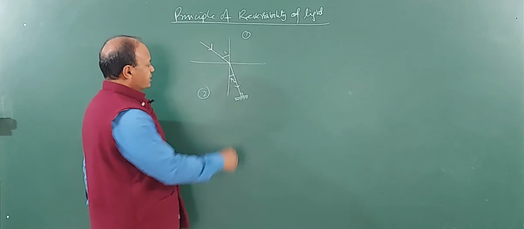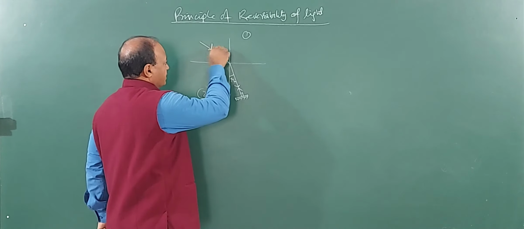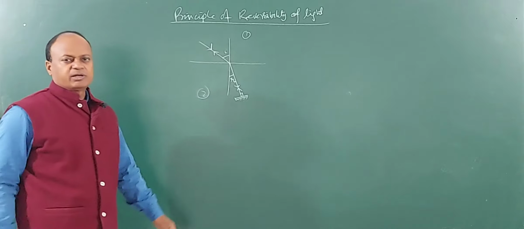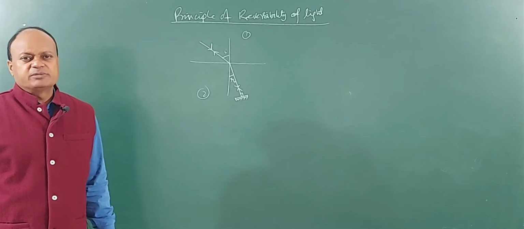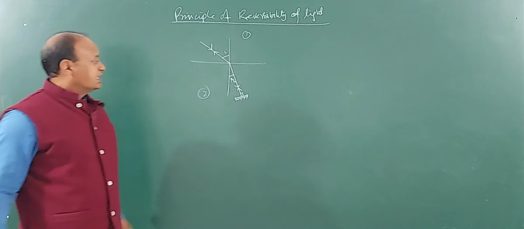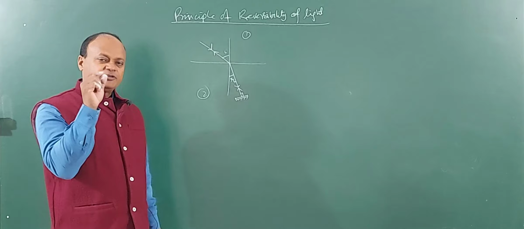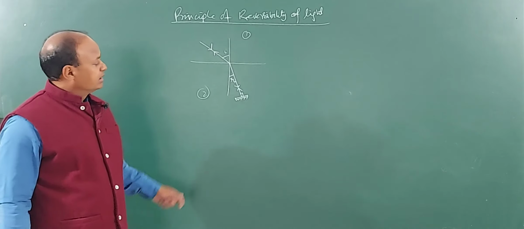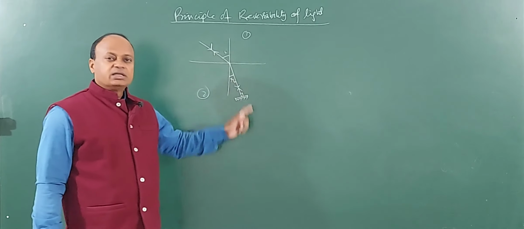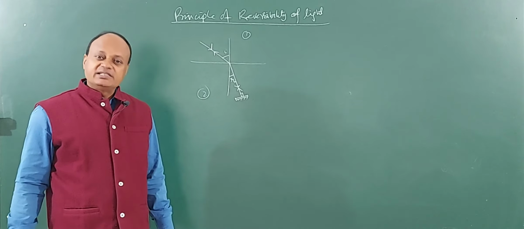Right? This is how the ray will go. And finally, it will travel backward in the same direction. This is what we call the principle of reversibility of light. The principle says that if you reverse the path of a refracted ray, then the emergent ray will follow exactly the same path as the incident ray.